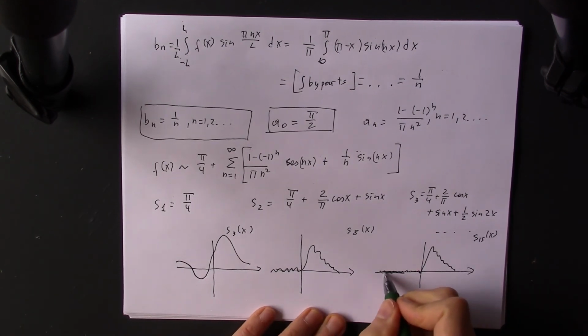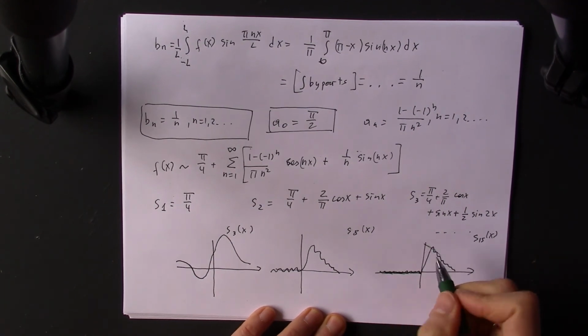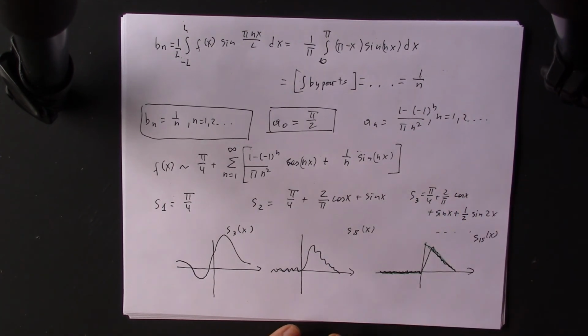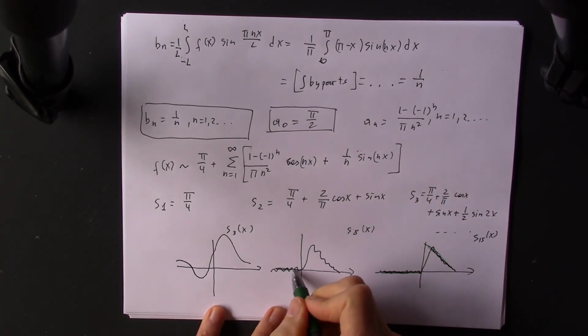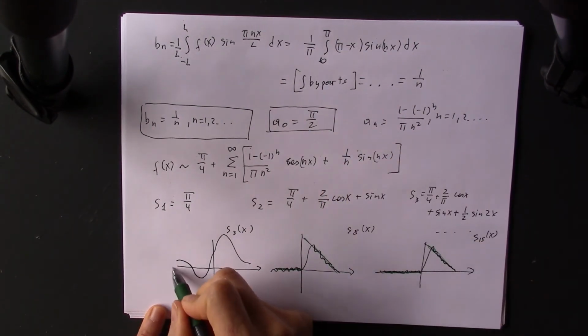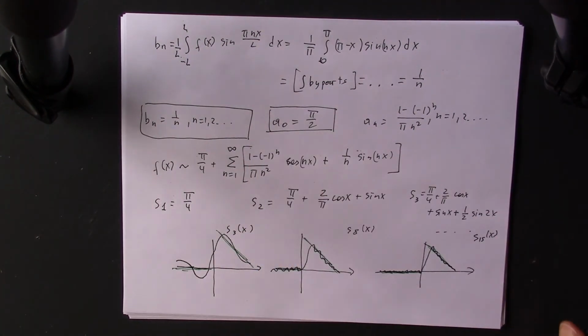If I try to draw my function in green, that function is supposed to look something like this. You see, our function is going to be eventually approximated by the Fourier series. So the first approximation is not as good, but eventually we're going to get something which is pretty good and nice.